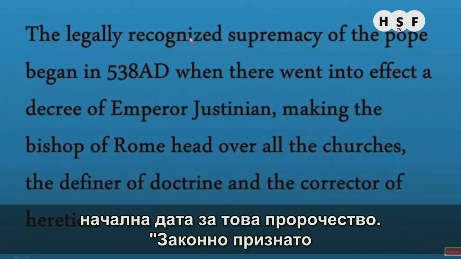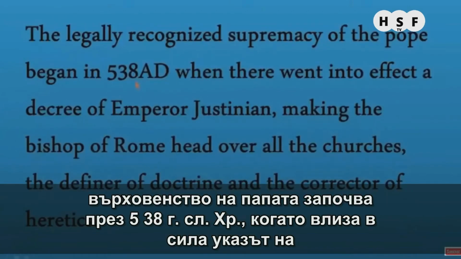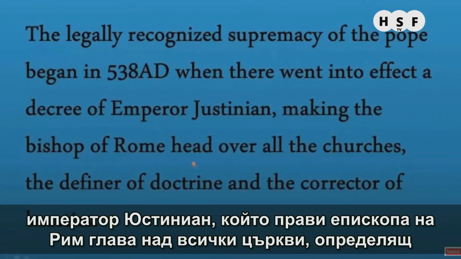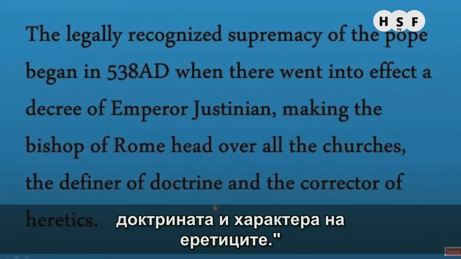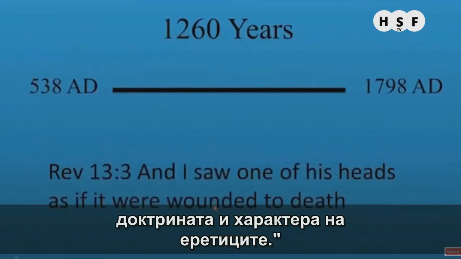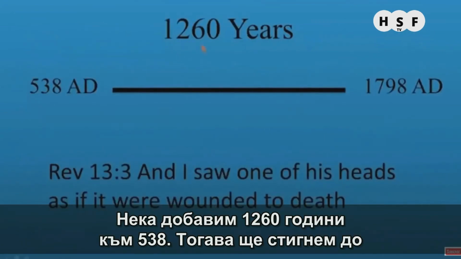So the legally recognized supremacy of the Pope began in 538 AD when there went into effect a decree of Emperor Justinian making the Bishop of Rome head over all the churches, the definer of doctrine, and the corrector of heretics. So let's add 1,260 years to 538. Well, then we get to 1798.